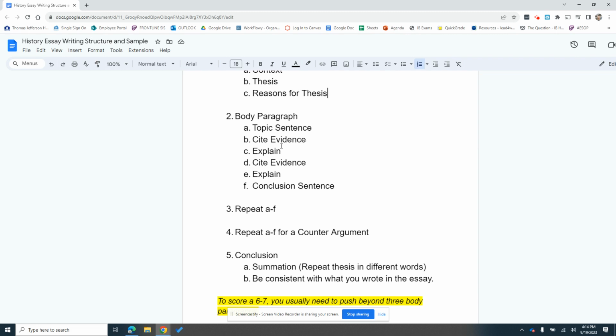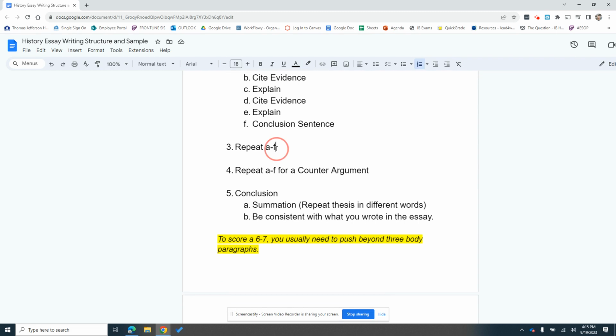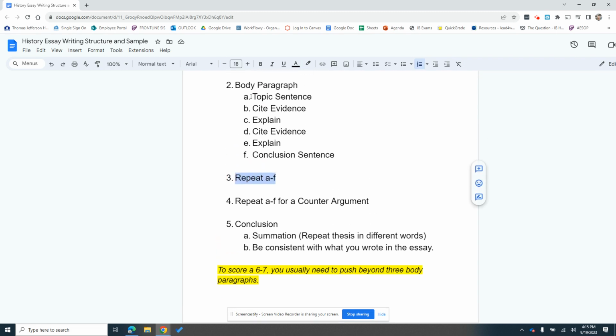And then explain the connection between the evidence and what the paragraph is about. And then repeat this process again. If you can do 3 pieces of evidence, even better, but at least 2 to really have a solid point made. And then you're going to go into another body paragraph, repeat the same steps, A through F, for the next body paragraph.